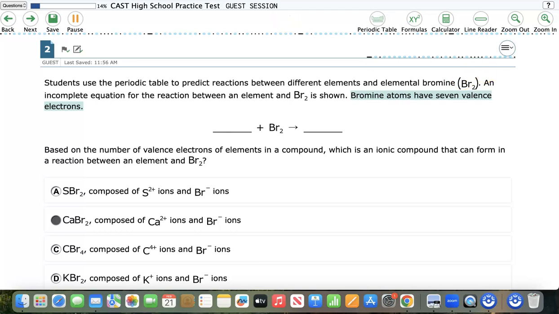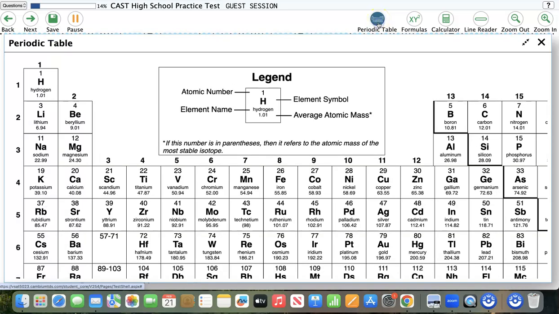The next set of tools that I want you to look at are the periodic table and the formulas and the calculator. So these are going to be used in some of your questions, but it's a really good idea for you to know where they are. Periodic table and formulas can actually be printed for you, which is very valuable. This is the periodic table.